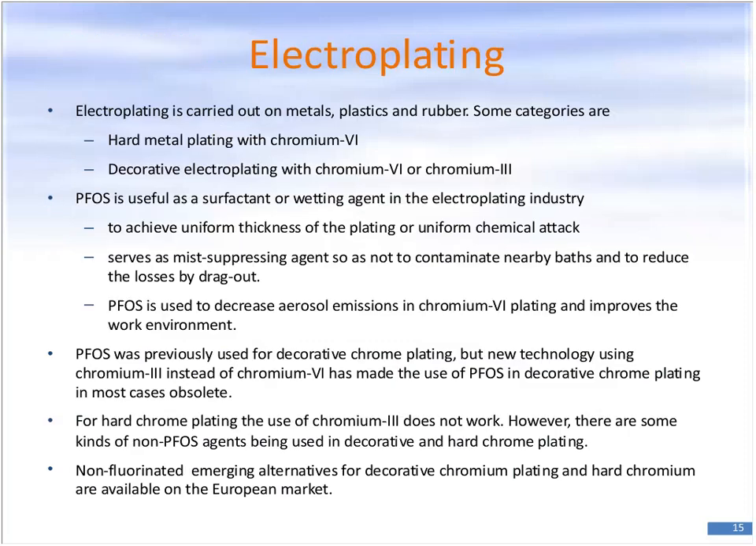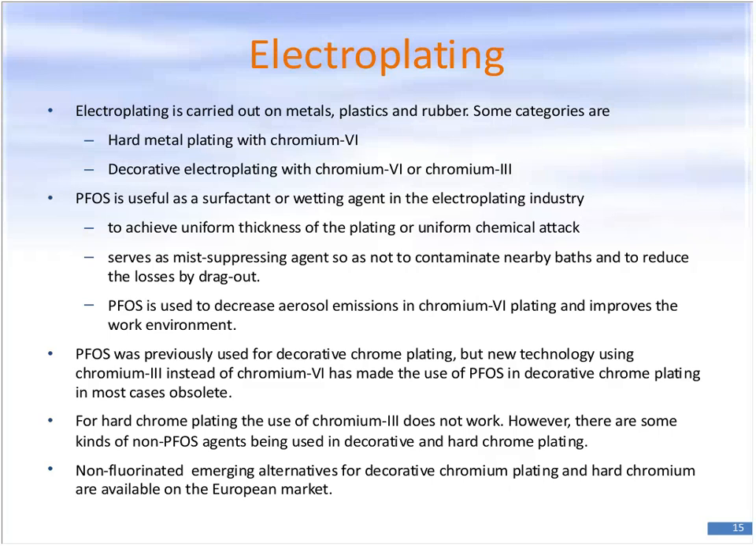Electroplating. Electroplating is another use of PFOS. PFOS is useful as a surfactant or wetting agent in this industry to achieve uniform thickness of the plating or uniform chemical attack. It also serves as a mist suppressing agent, so as not to contaminate nearby baths or to reduce the losses by drag out. That's some part of the use.